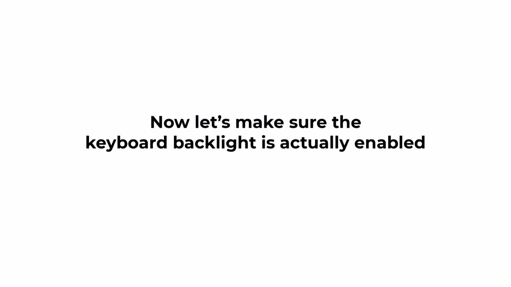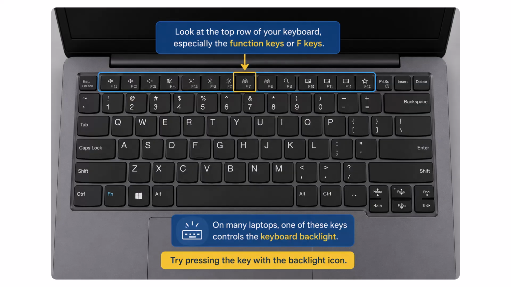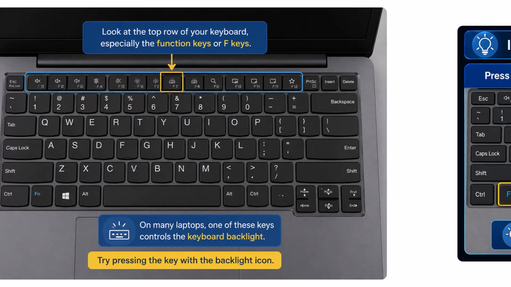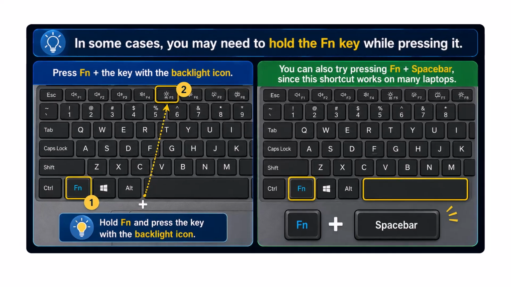Now, let's make sure the keyboard backlight is actually enabled. Look at the top row of your keyboard, especially the function keys or F keys. On many laptops, one of these keys controls the keyboard backlight. Try pressing the key with the backlight icon. In some cases, you may need to hold the Fn key while pressing it. You can also try pressing Fn plus spacebar, since this shortcut works on many laptops.